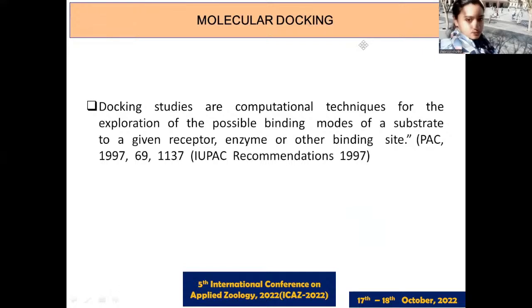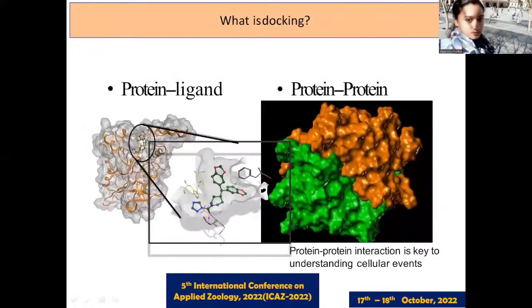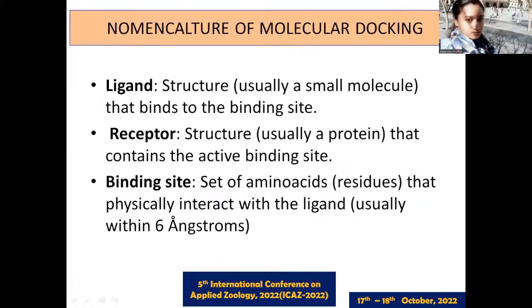It is important to discuss molecular docking, as virtual screening is based on one of the techniques of molecular docking. Docking studies are computational techniques for the exploration of the possible binding modes of a substrate to a given receptor or enzyme. In molecular docking, two types of interaction are studied: protein-ligand interaction and protein-protein interaction. In our study, we use the protein-ligand interaction, and ligands are structures that bind to the binding site of the receptor, while the receptor contains the active site and the binding site, a set of amino acids that physically interact with the ligands.